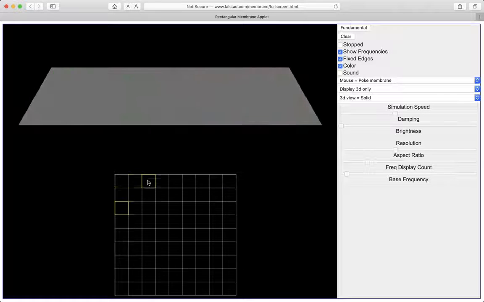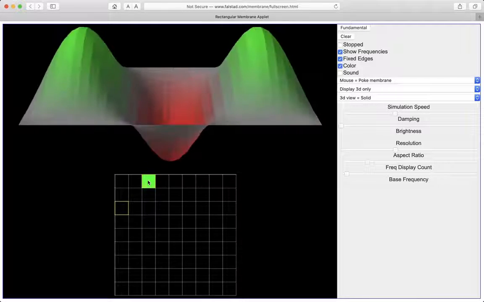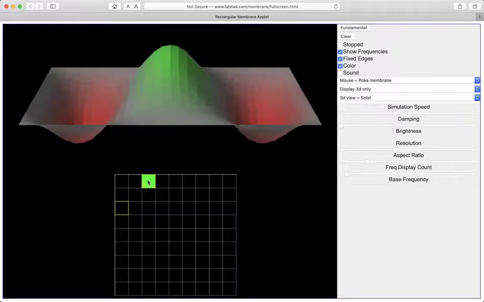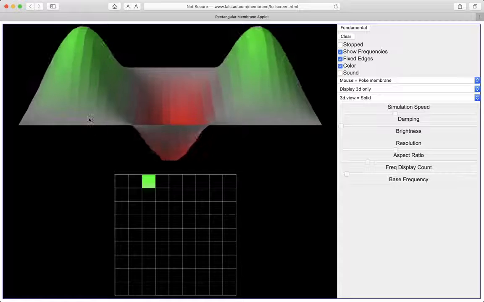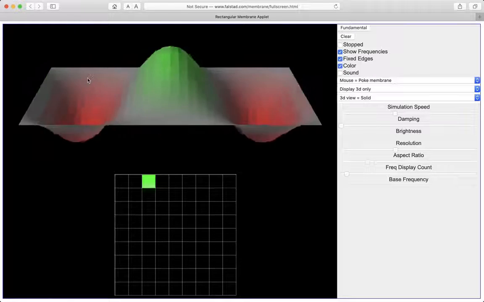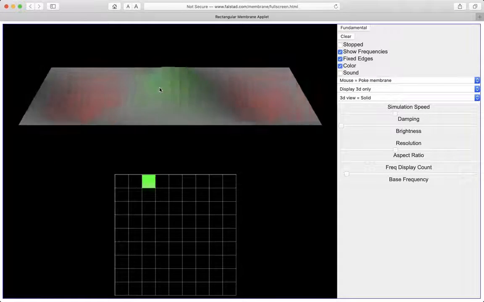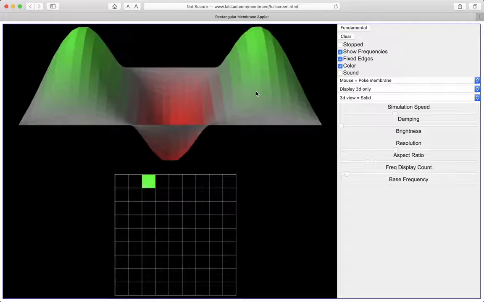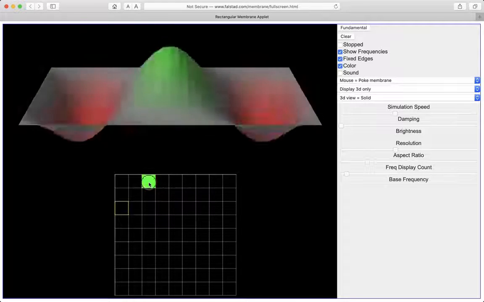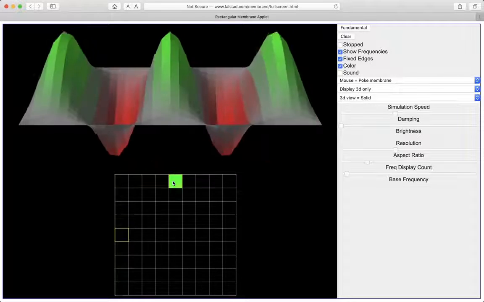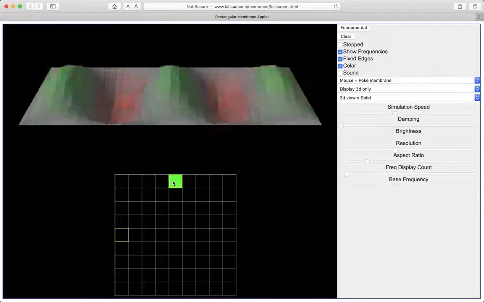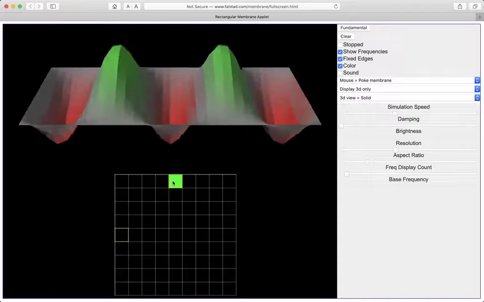I'll turn that off and we'll go to the next, m equals 3, n equals 1, and now you see the two nodes here, and you can see the opposite sign. So this section is opposite in sign to this section, which is opposite in sign to that section. Again, I can turn this off, and you can see the pattern that emerges as we continue to go up the values of m with n held constant at 1.